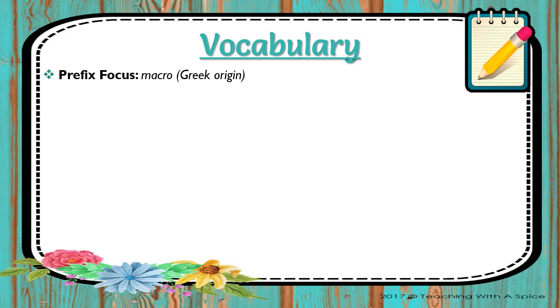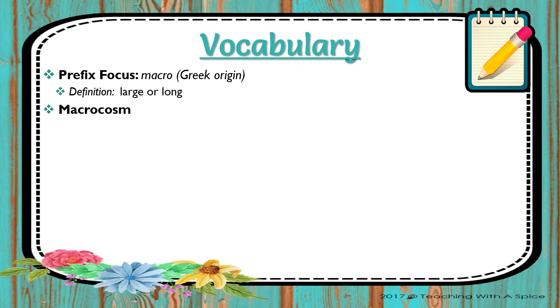All right, we're going to focus on a prefix today. A prefix is a word or part of a word that comes at the beginning of another word, changing its meaning, making the meaning usually a little bit clearer. This prefix is macro, and it comes from the Greek. It means large or long. So anytime you see that word macro, think larger, bigger, longer.